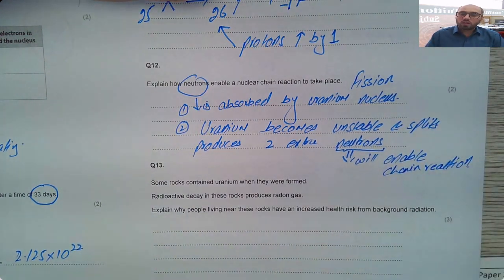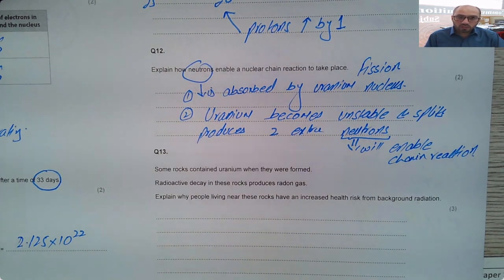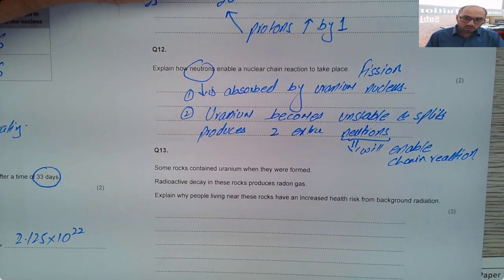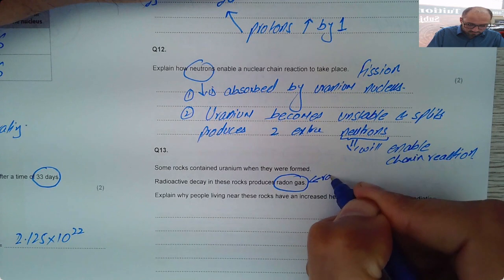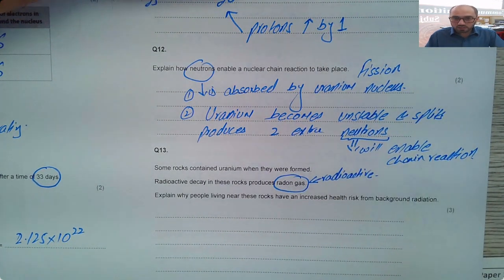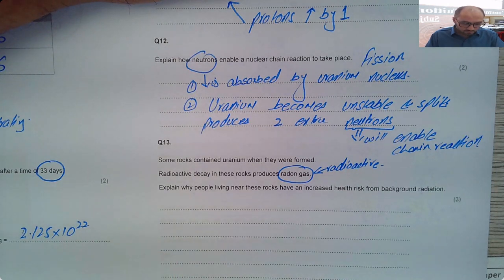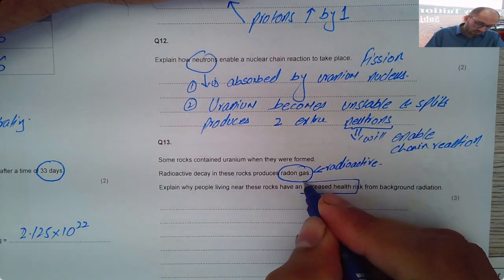Okay, so next question. Some rocks contain uranium when they are formed. Radioactive decay in these rocks produces radon gas. Now you have learned radon gas is radioactive, and this is the natural source of background radiation. Explain why people living near these rocks have an increased health risk from background radiation. Increased health risk, this is what we need to focus on.